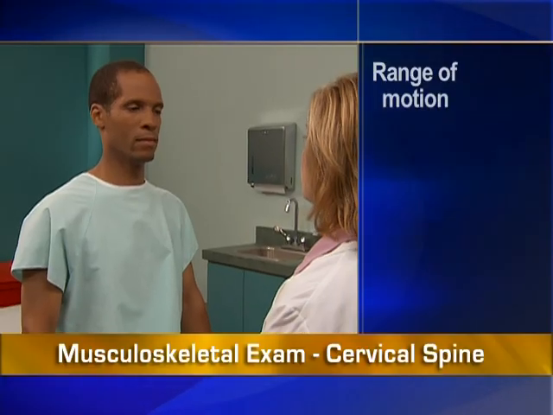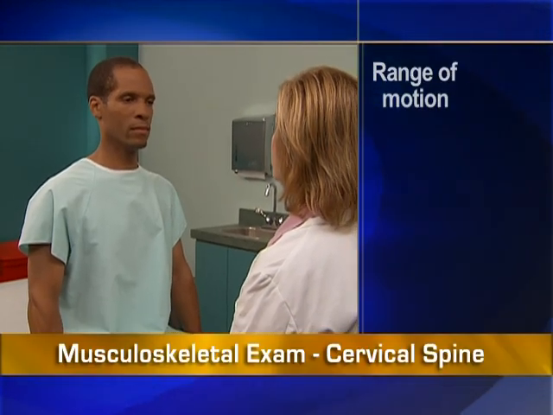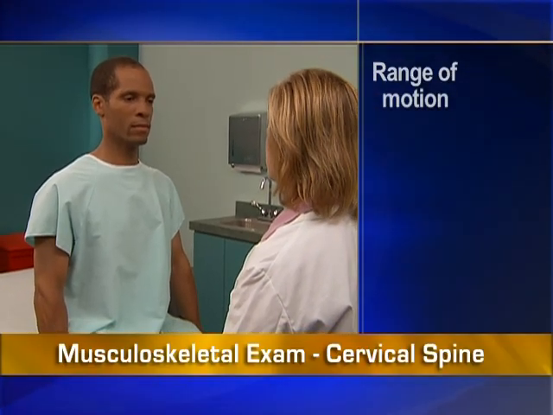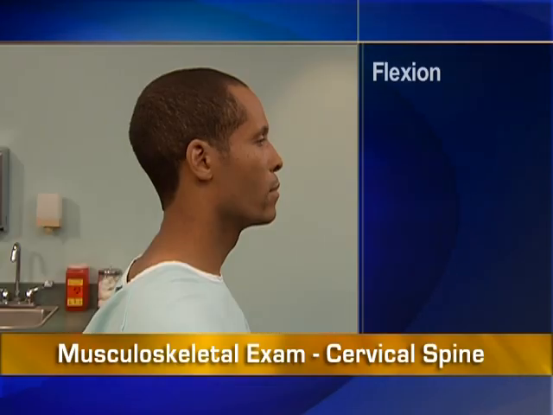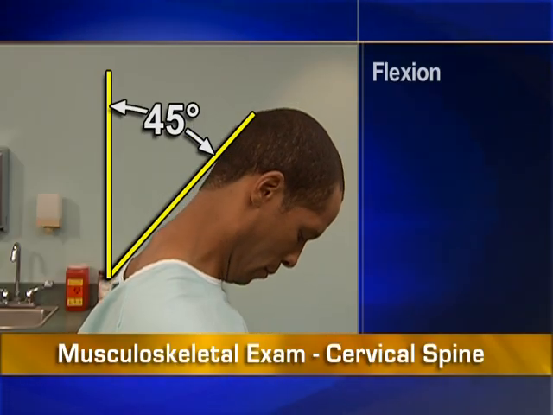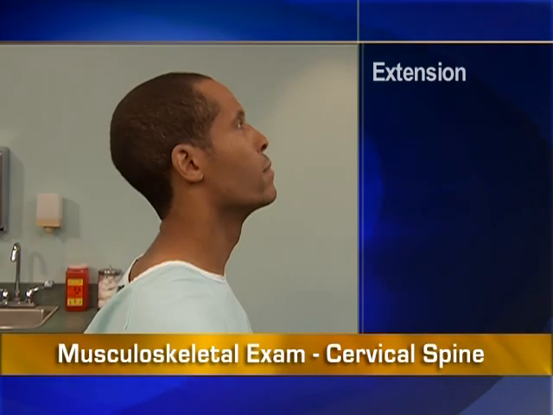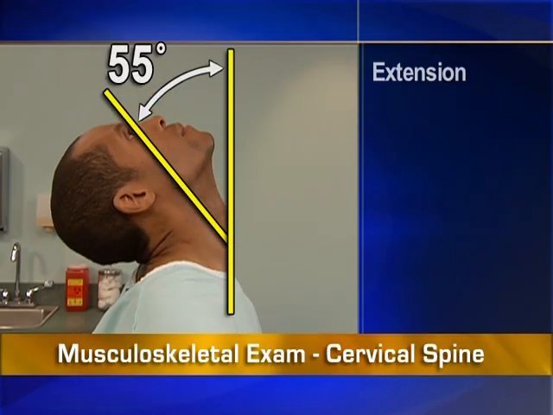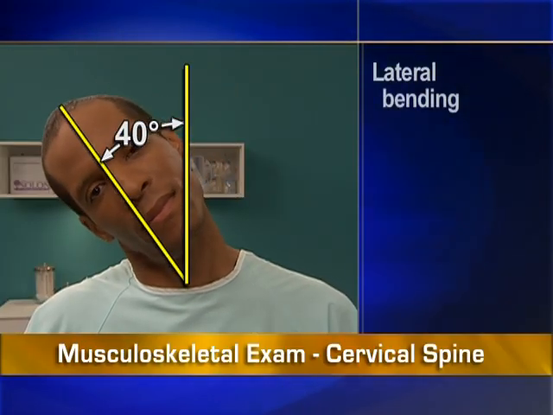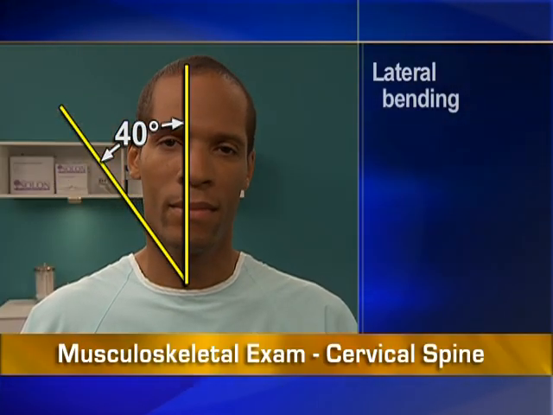Now I'm going to check the mobility of your neck. Next, we're going to check range of motion by asking the person to move his head in different directions. You should see flexion of 45 degrees. I want you to put your head back as far as you can. Extension of 55 degrees. Tilt your head to the right as far as you can, and to the left. Lateral bending of 40 degrees to the right and left.